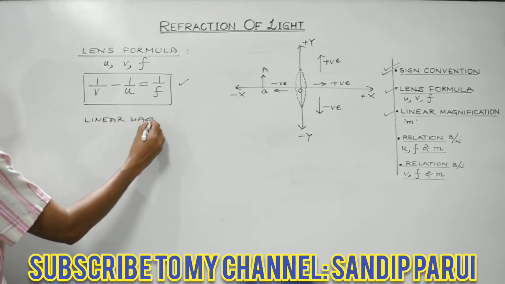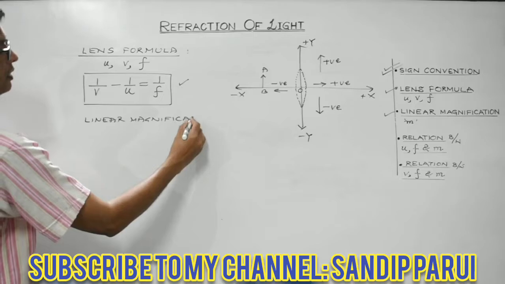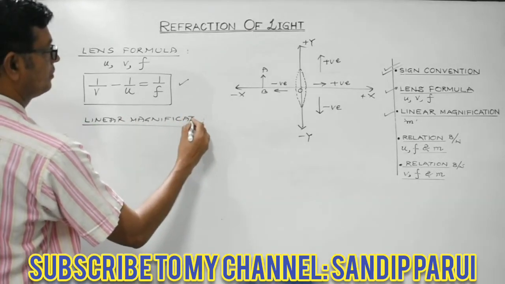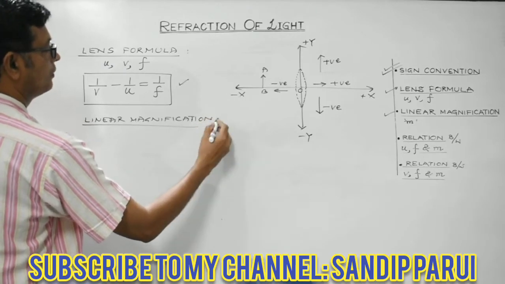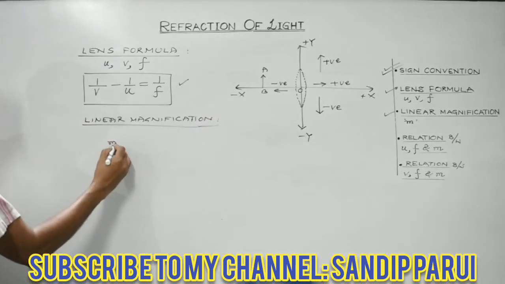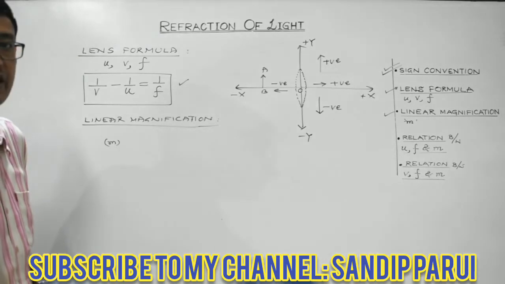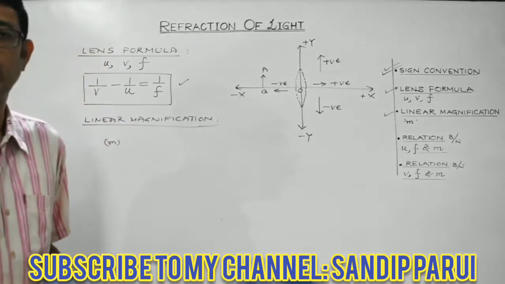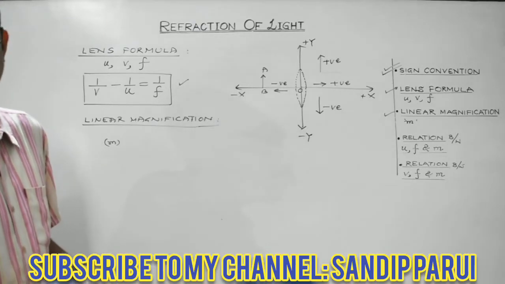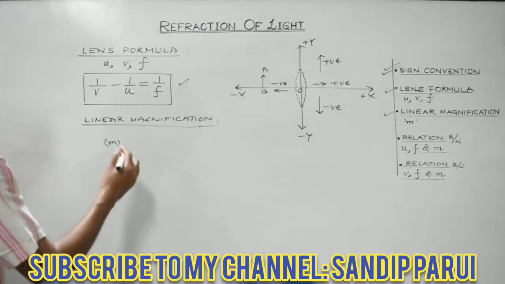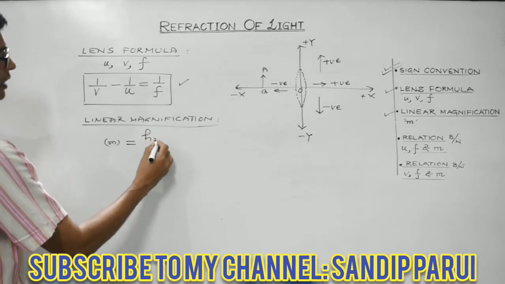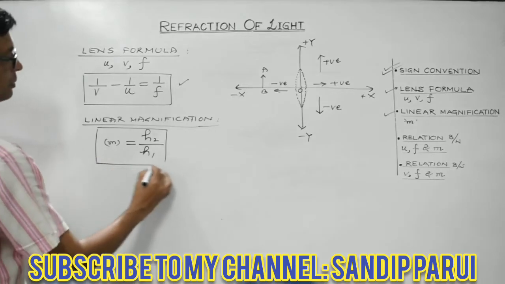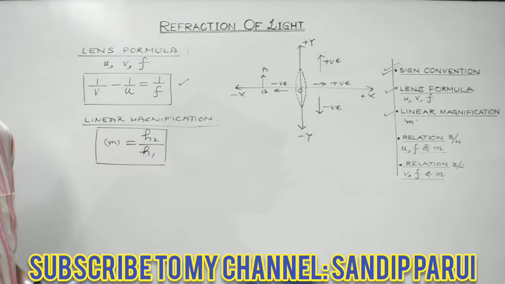Now this topic we have already done while dealing with mirrors. Magnification. As you are aware, it's denoted by small letter m, linear magnification, right? And actually it is the ratio of the size of the image to the size of the object. That's linear magnification. So it is given by h2 divided by h1. This is the mathematical formula for the linear magnification.